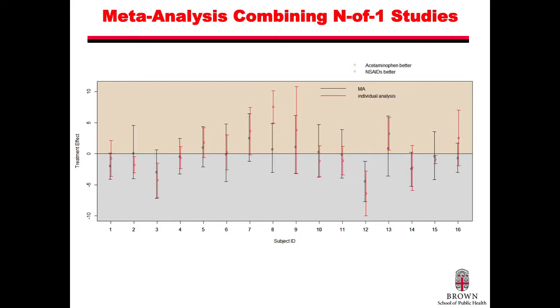And so we've done a little bit of work on meta-analyzing some of the data we have from the PREEMPT study. So the red here are the individual analyses, and the black are the meta-analyses. You can see in general, because the overall effect is fairly close to zero, that the meta-analysis is pulling the estimates back towards zero.